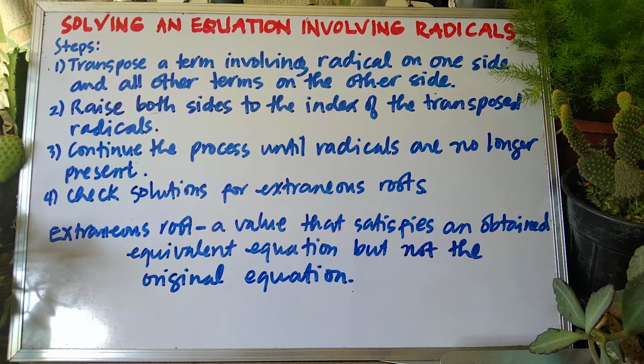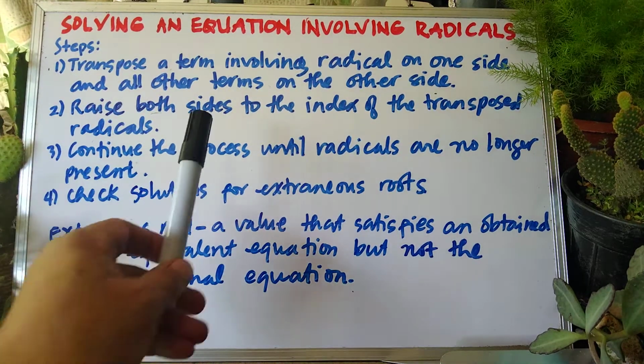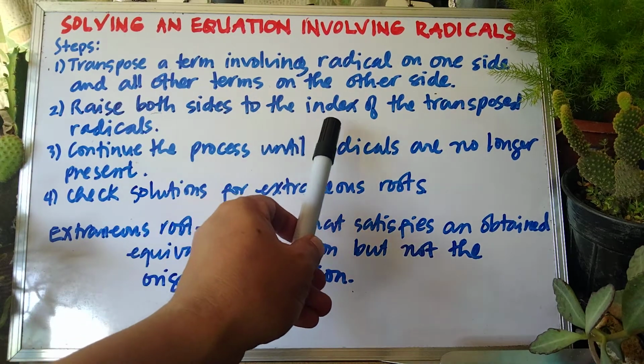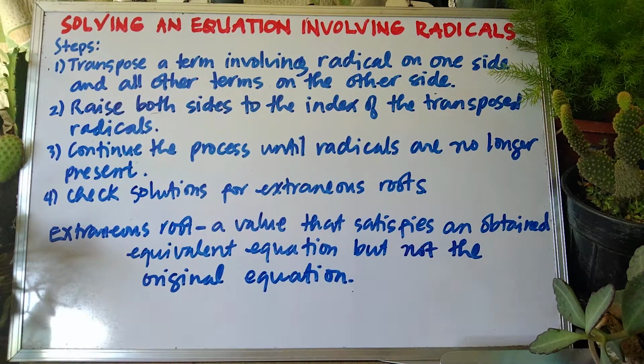Step 2, raise both sides to the index of the transposed radicals. Kumbaga, kapag square root yung na-transpose natin doon sa kabilang side, so we raise both sides by square. Kapag cube root naman, we raise both sides by cube or by the power of 3. So, depende na yan sa index ng radical.